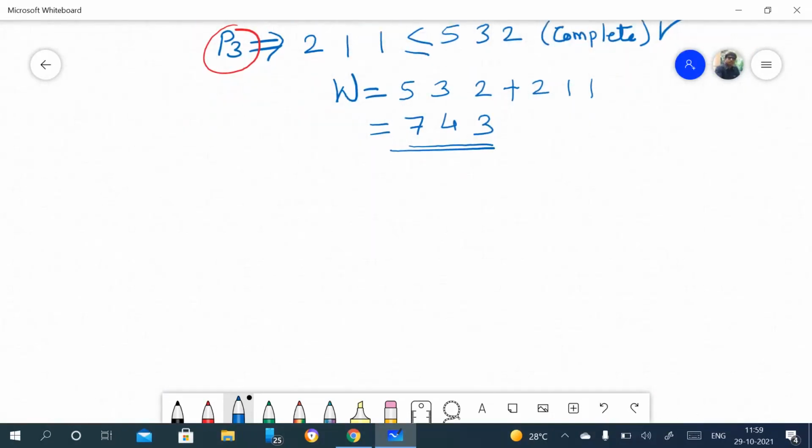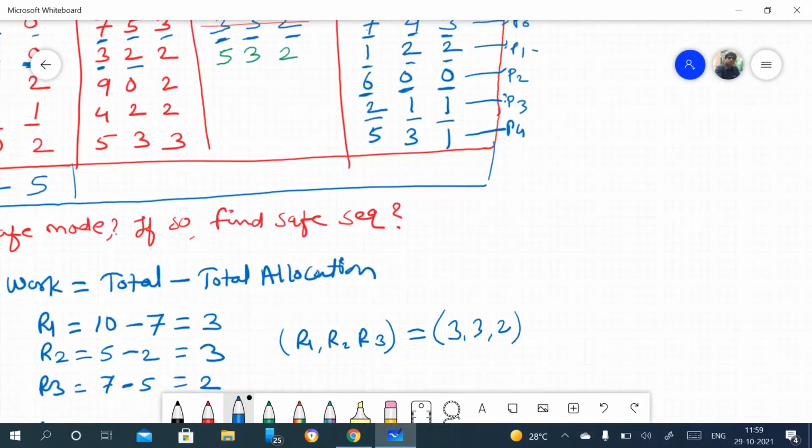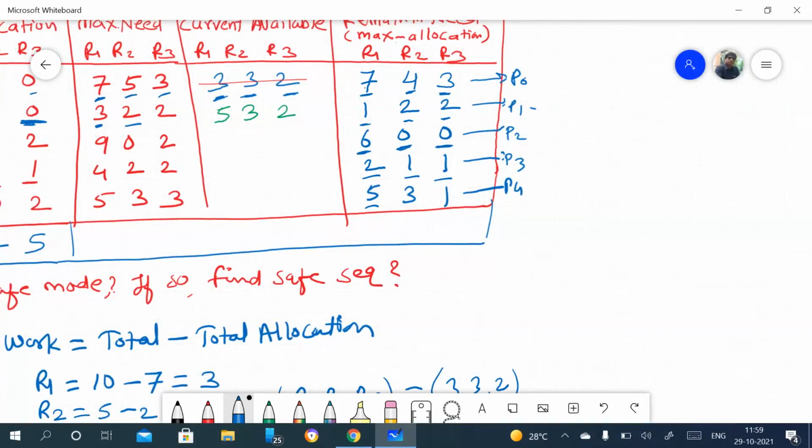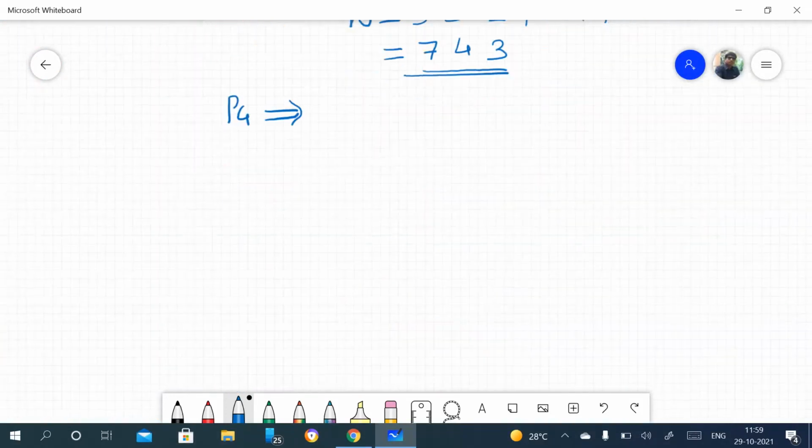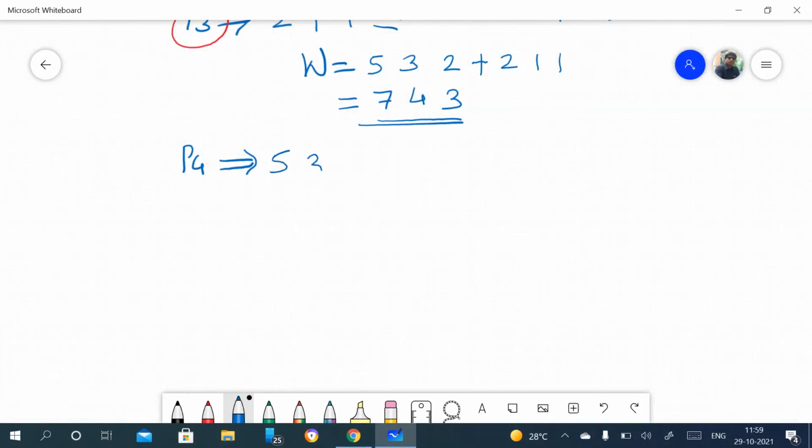Now just go for P4. So the need of P4, you can see here, is 5, 3, 1, right? Check whether it is less than or equal to 7, 4, 3. So this is less than 7, this is less than, and this is also less than. Okay, so this is true. So we can say true and complete its execution, this one.